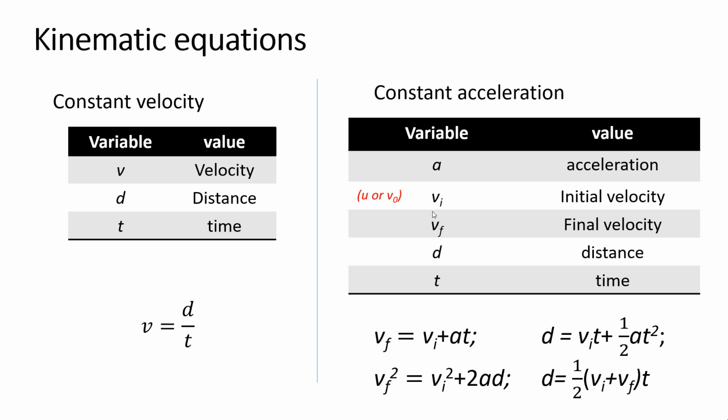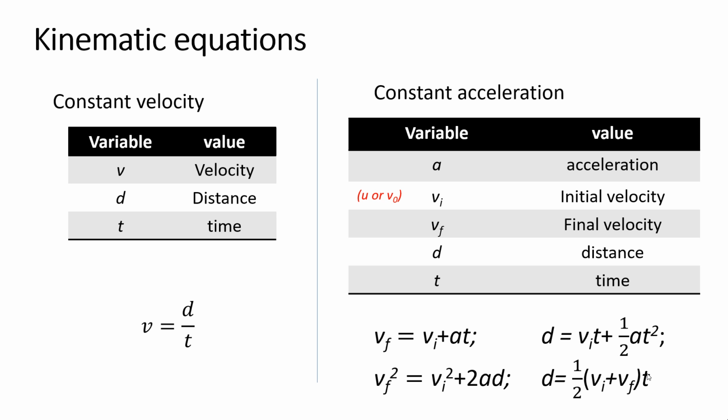So for this equation we have Vf, we have Vi, we have a, and we have t, but we do not have d. In this case we have d, Vi, t, and a, and t again, but that's just 2 t's. We do not have any Vf, right? In this case we do not have a t, and in this case we do not have an a.